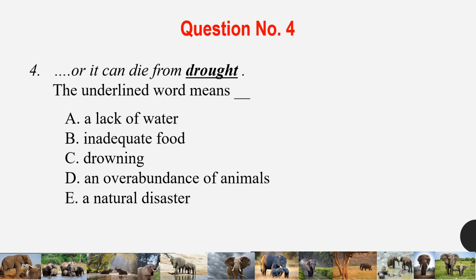Question number 4. Blah, blah, blah, or it can die from drought. The underlined word means A. Lack of water. B. Inadequate food. C. Drowning. D. An overabundance of animals. E. Natural disasters. To answer question number 4, let's look up our dictionary.